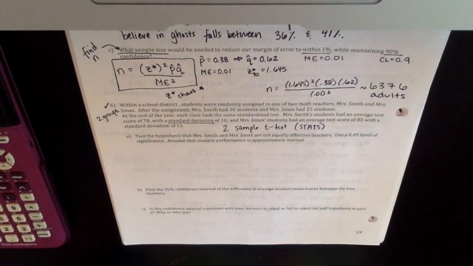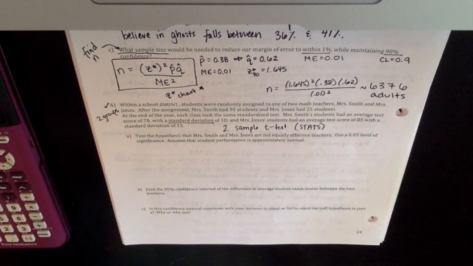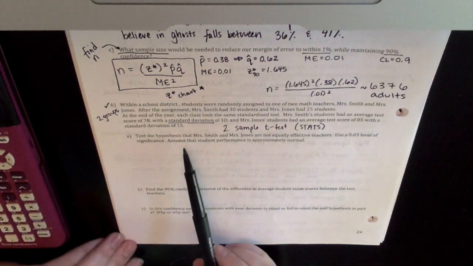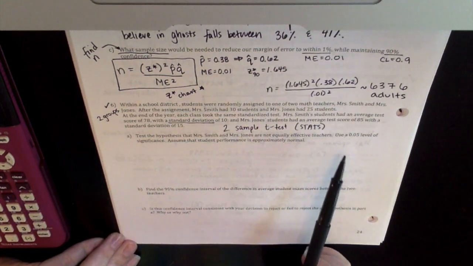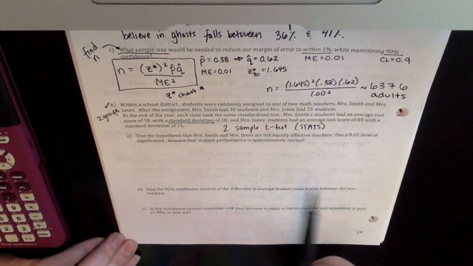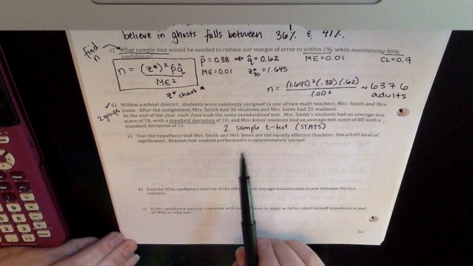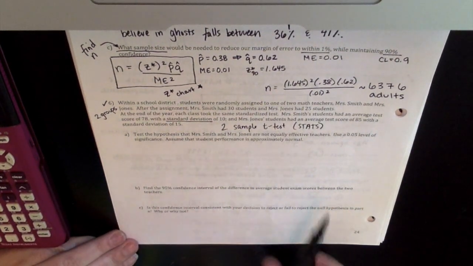So we're going to need to write down a long list of information to enter into the calculator. But let's see what we're testing first. It says, test the hypothesis that Mrs. Smith and Mrs. Jones are not equally effective teachers. Use a 0.05 level of significance. Assume the performance is approximately normal. So they're helping us meet our conditions here by assuming it's normal.